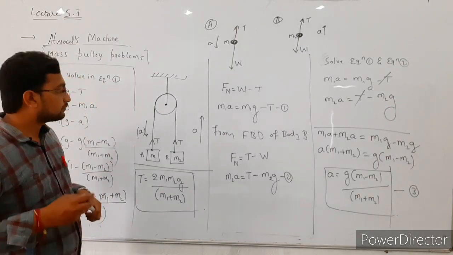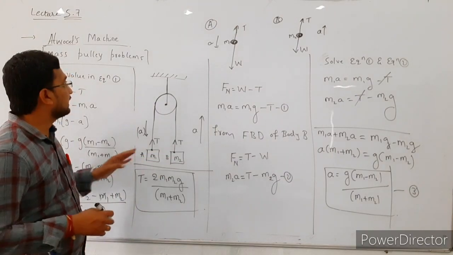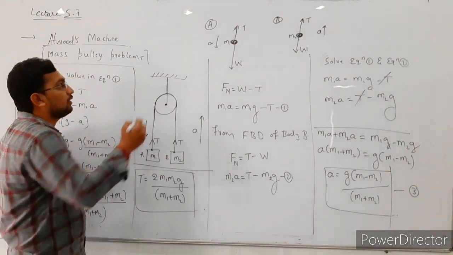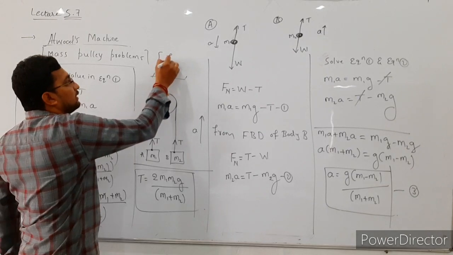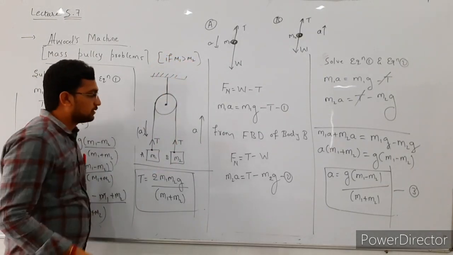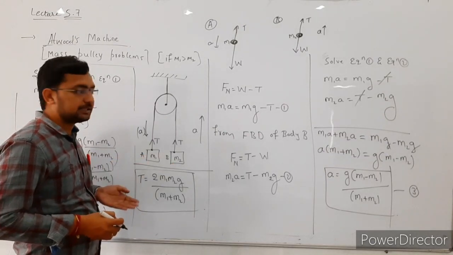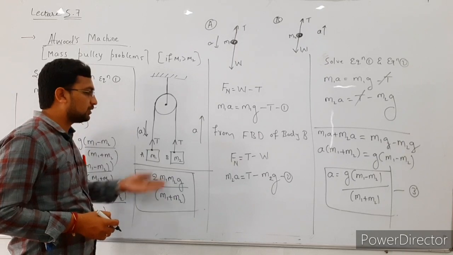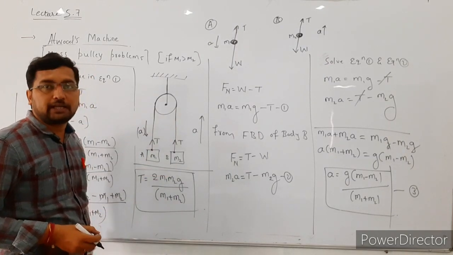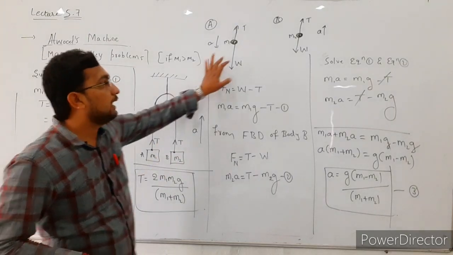The first thing, we have to draw the free body diagram for body A and body B. Here the condition is the mass of the first body is more compared to the mass of the second body, that is M1 is greater than M2. Okay, so the mass of the first body is more compared to the second body, which means this body is moving in the downward direction and this body is moving in the upward direction. So afterwards we are going to draw the free body diagram for body A and body B.